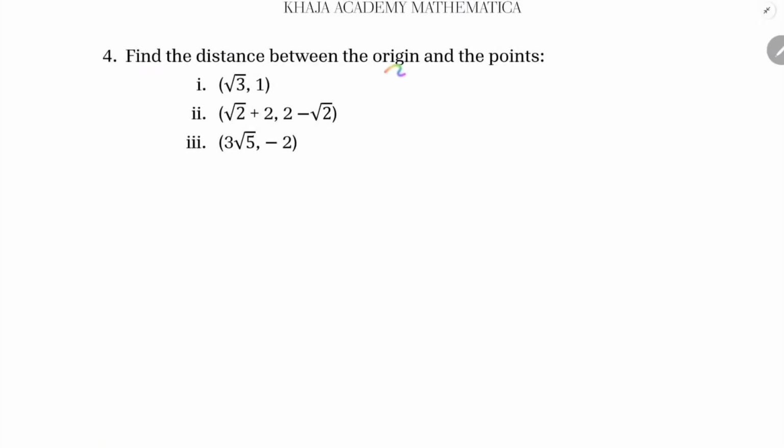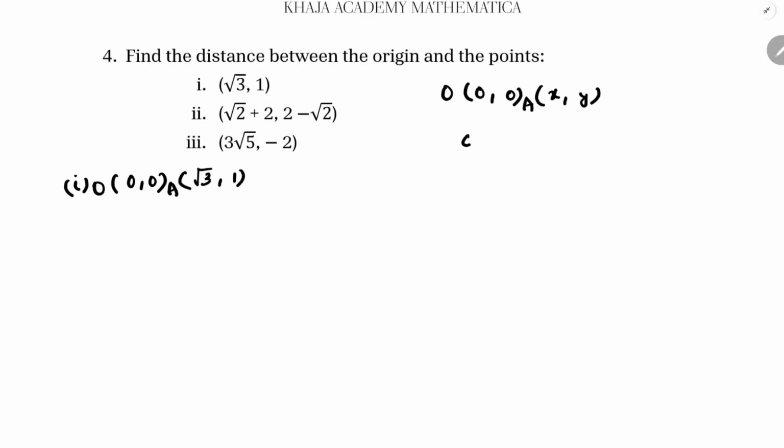Find the distance between the origin and the point root 3 comma 1. These are the three questions. So here, the first one: we need to find the distance between the origin and root 3 comma 1. If one point is the origin and the other point is x comma y, I'll consider the origin as O and this point as A.